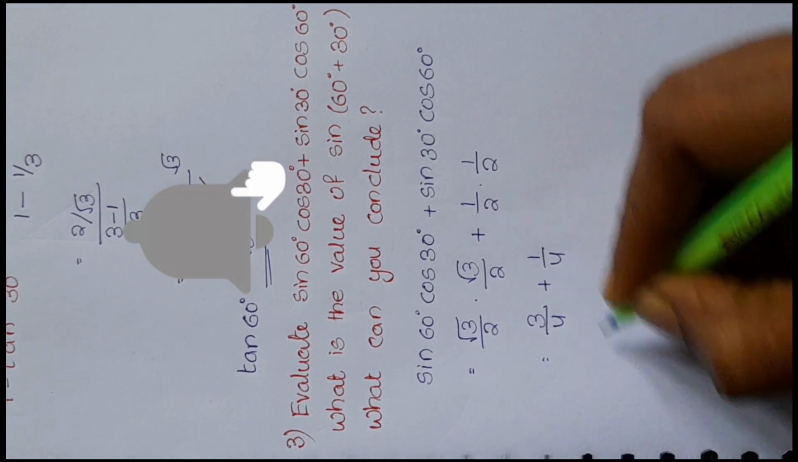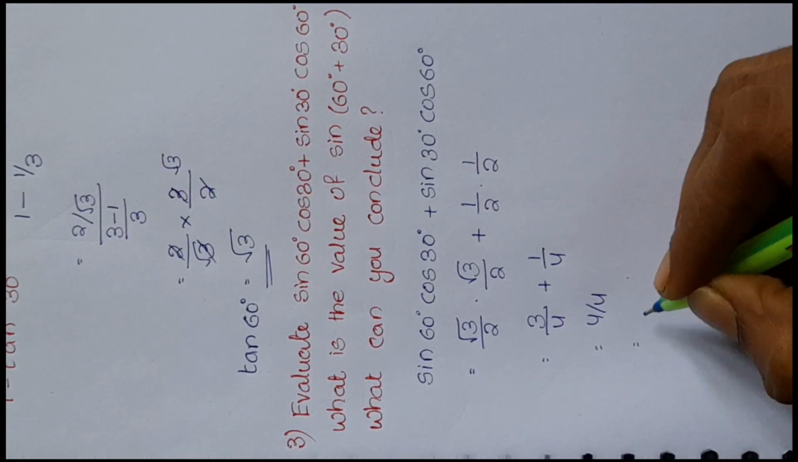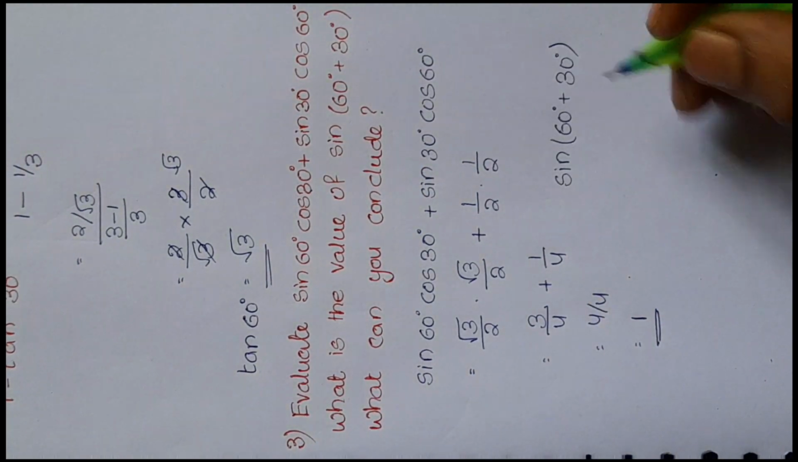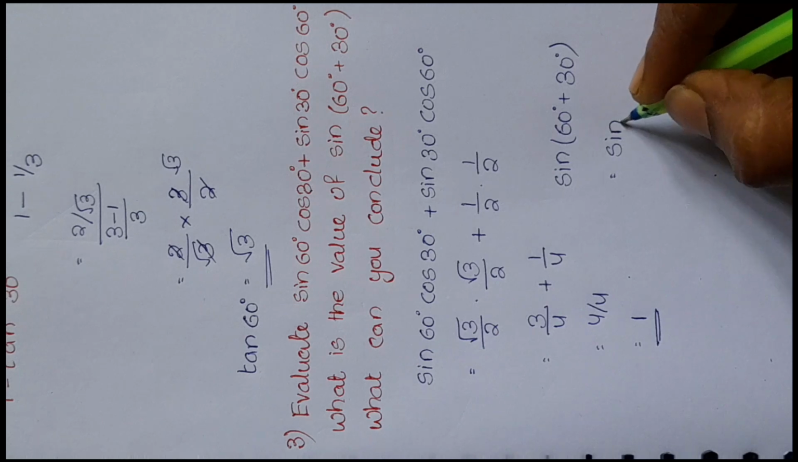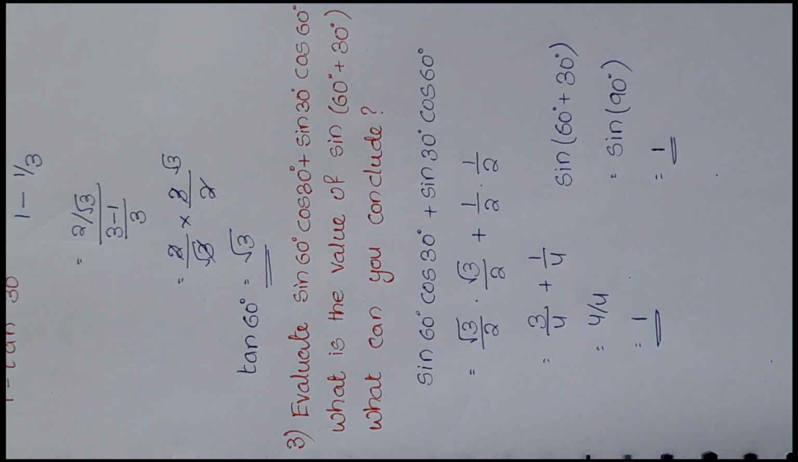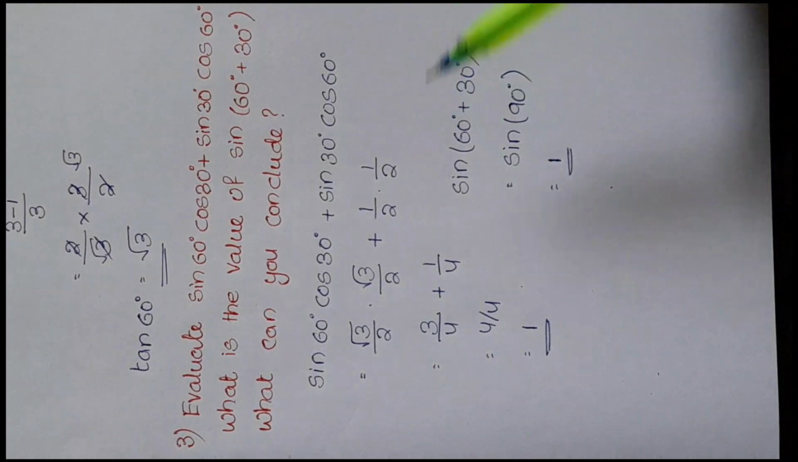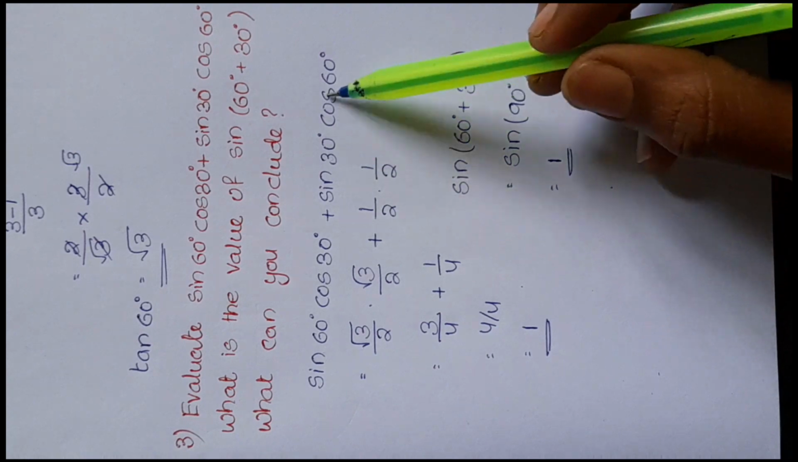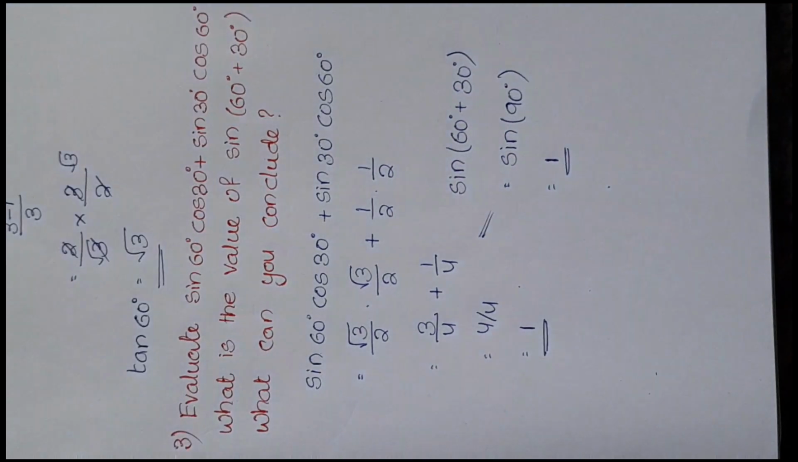Plus 1 by 4. 4 by 4 is 1 is the answer for this one. And now sin 60 degrees plus 30 degrees is sin 90 degrees. This value is also 1. Now we can say from both of these that sin A plus B is equal to sin A cos B plus cos A sin B, because both these are equal.